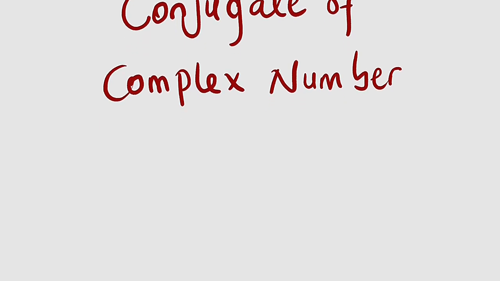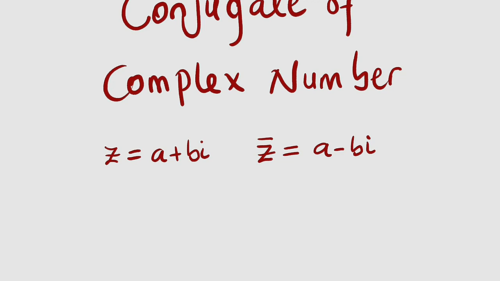Remember, how do we write a complex number? Z equal to a plus bi. This is a complex number where a and b are real numbers and i is the imaginary number. So the conjugate of Z, which is denoted by Z bar, is equal to a minus bi. The only difference between them is the sign in between. If you are given this and asked to find its conjugate, it is exactly equal to this one.